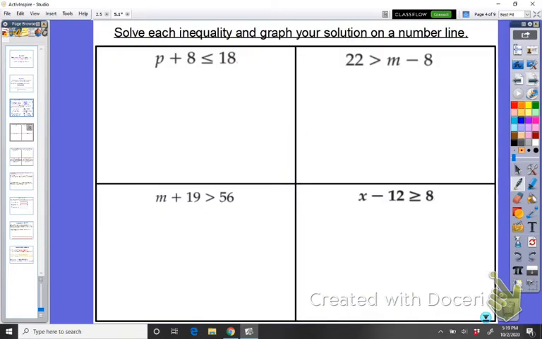Okay, so we have p plus 8 is less than or equal to 18. So treat these as you would solving one-step equations. You can drop a separator line here, and instead of adding 8, you're going to subtract 8 from both sides. So you get p, you bring down that same sign, so less than or equal to, and 18 minus 8 is 10. So that is your solution. So it doesn't say p equals 10. It's p is less than or equal to 10.